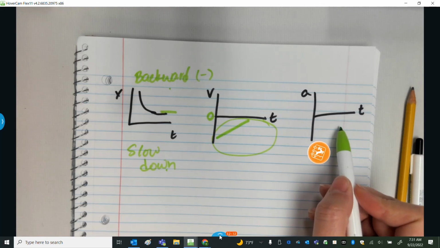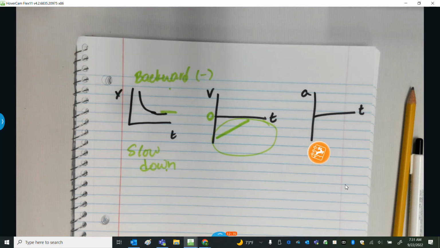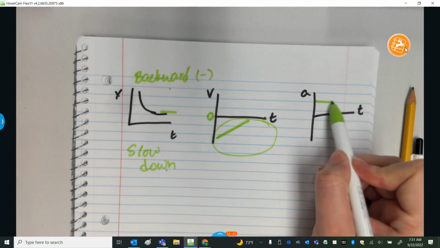We'll see. Okay, but now that you see this, what do I need to have over here for my AT graph? What's the slope of this line? Positive. Okay, I have a positive slope here. Therefore, I have a positive acceleration.